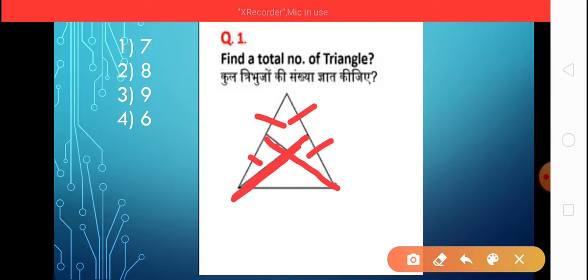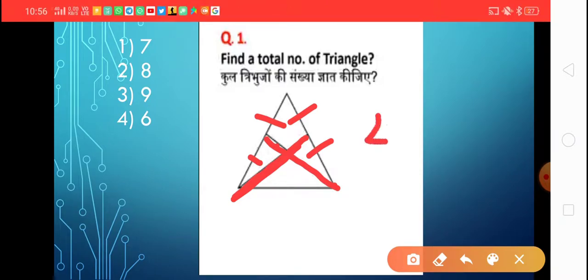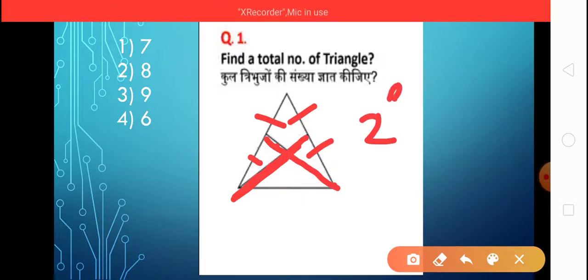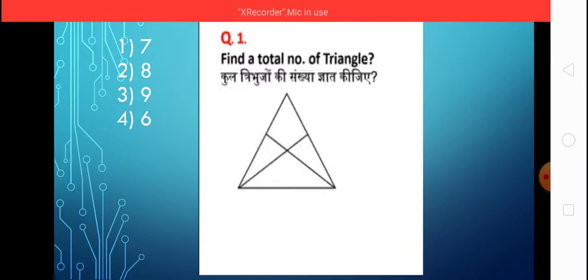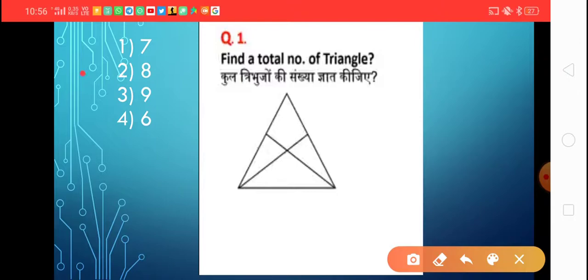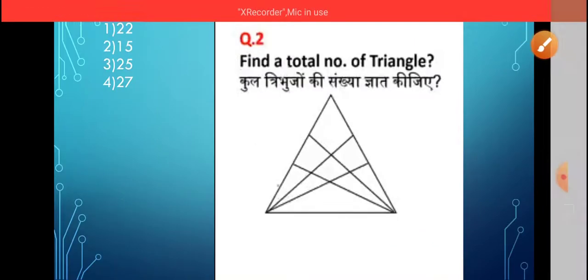So here is my shortcut trick. As this line is dividing into two equal parts, the number of triangles will be 2 raised to 3, that is equal to 8. So the number of triangles in the given figure will be 8. So our option number 2 will be correct, that is 8. Let's move to the next example.